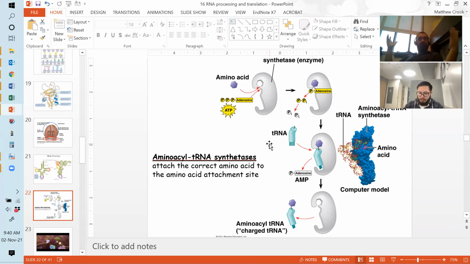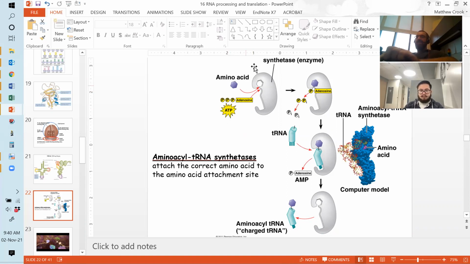Because otherwise, the whole base pairing of the anticodon and the codon would mean very little, right? If you just stuck whatever amino acid onto the tRNA. So this is where the specificity really comes into play. And to do that, you need energy, right? So translation is very energy intensive, right? At several different points we'll get to in a little bit.